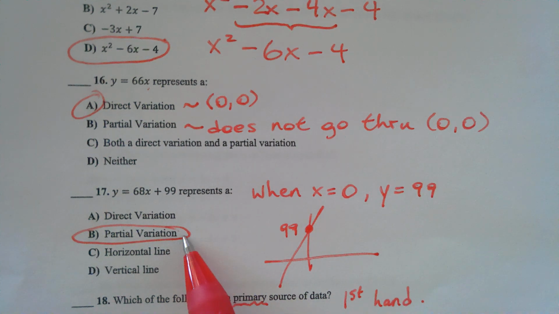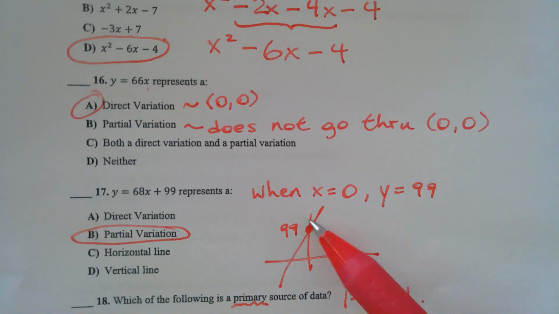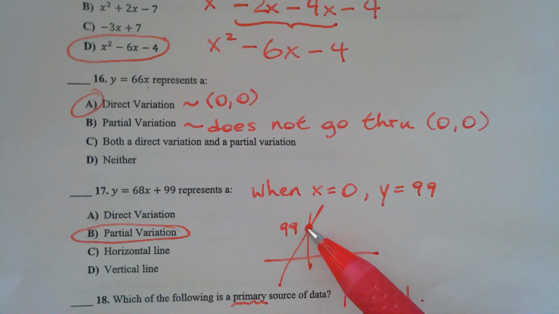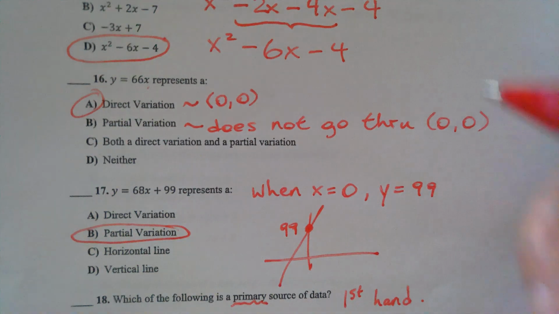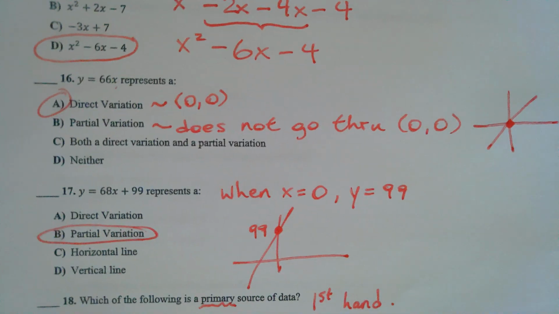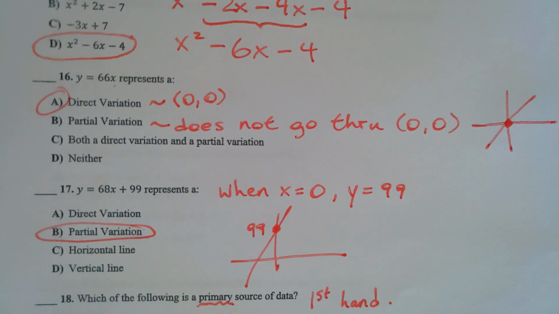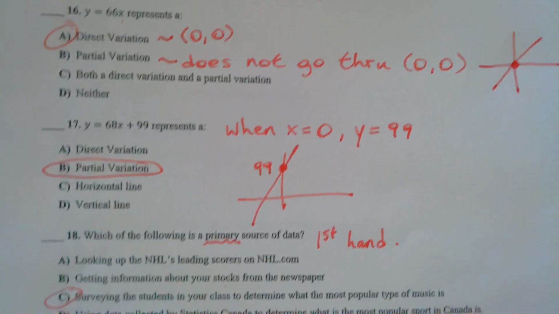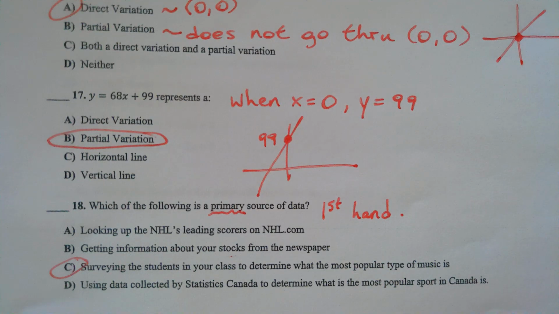Nope. So it's partial. If you're doing it on a graph, then you can see this one crosses your y-axis. Your y-intercept is at 99. Whereas this one, your y-intercept is right at the origin. Okay. So that's what direct and partial variation means. I don't know why they took it out of the curriculum. It's not that big of a deal. But in case it pops up again. You won't be asked that on the final exam, but sometimes EQAO likes to pop something in on surprise.